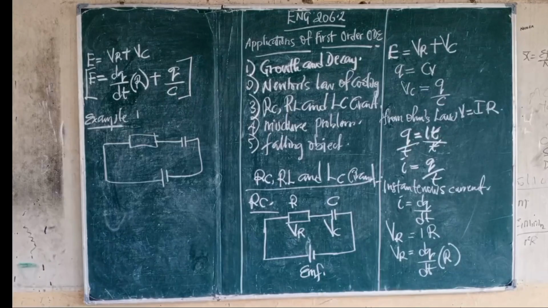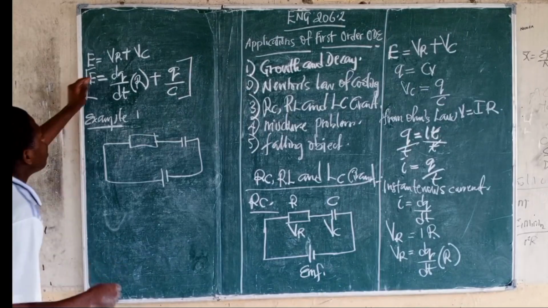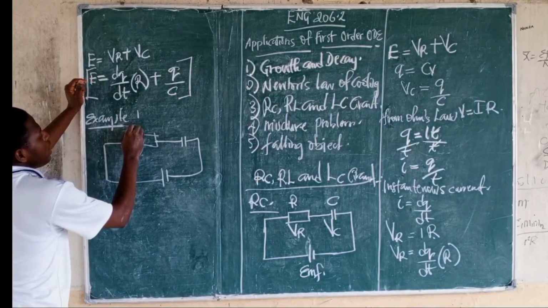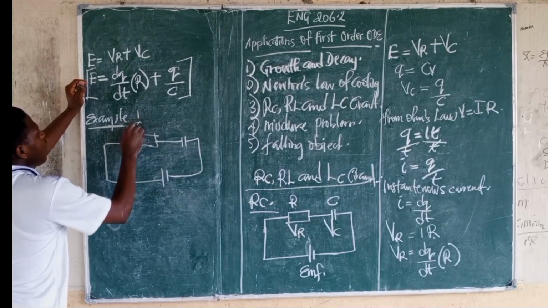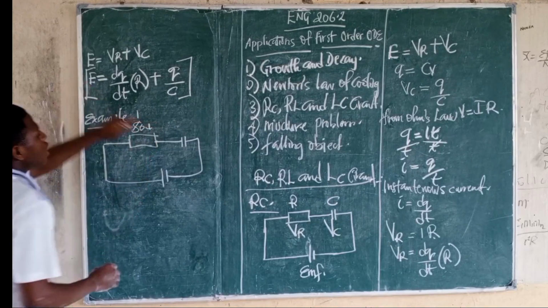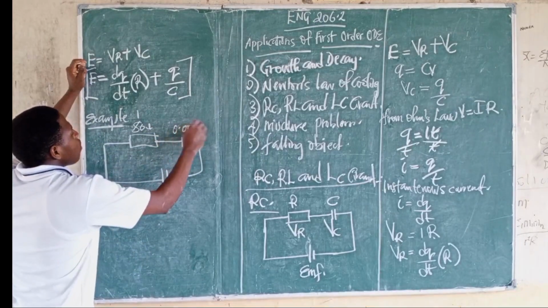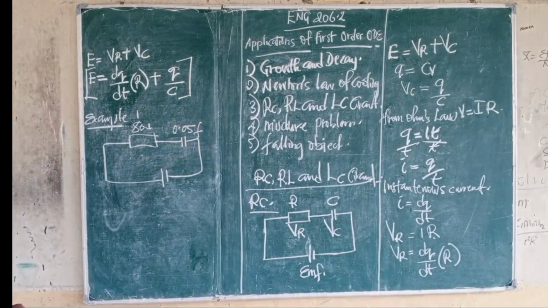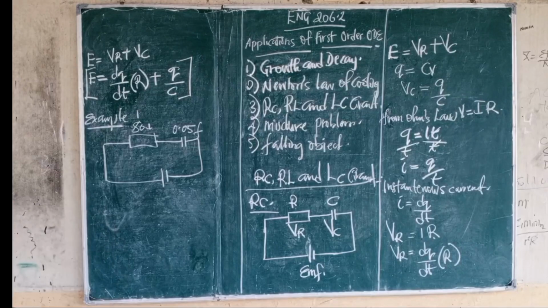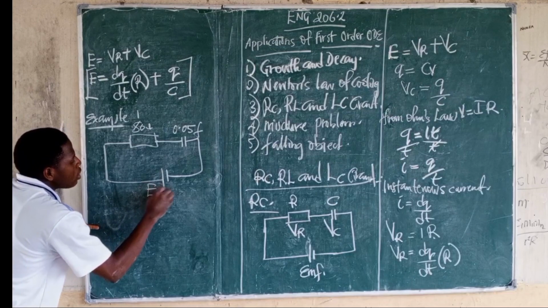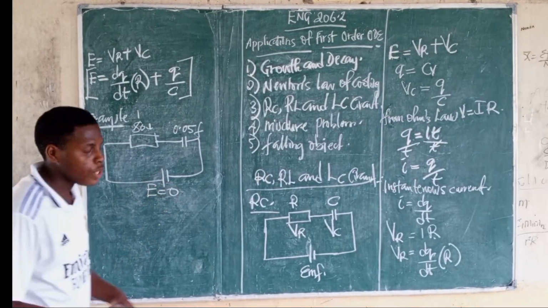Now, what were the parameters given? The first thing is 0.05 farad. They gave us the resistor to be 80 ohms, and they gave us our capacitor to be 0.05 farad. Now, in that question, did they give us EMF? They did not give us EMF, so we take our EMF to be 0.